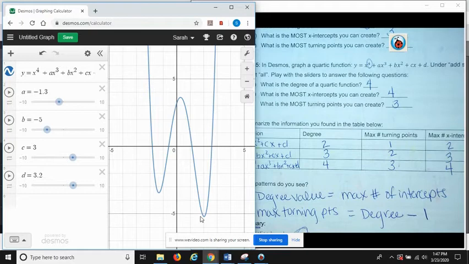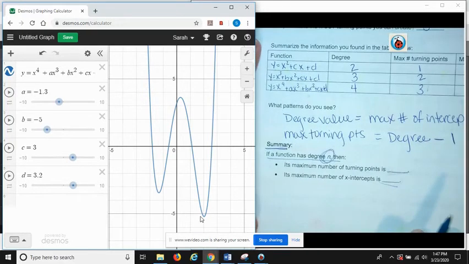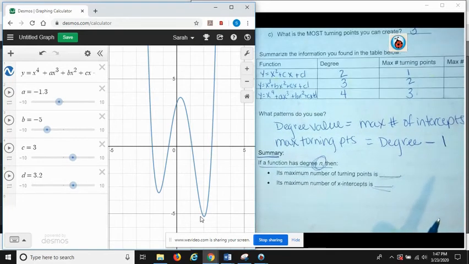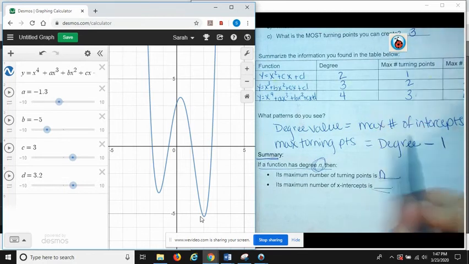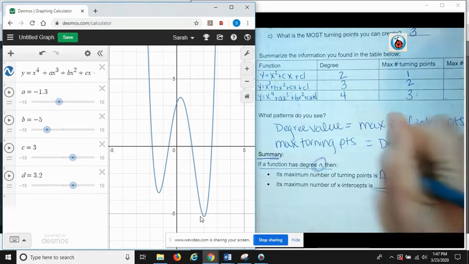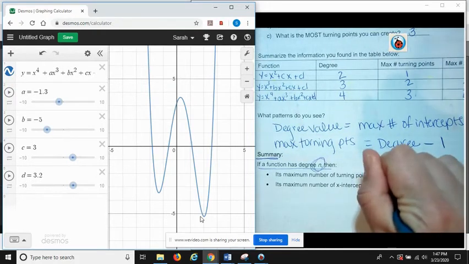Okay, so our summary, it says if a function has degree n, so the max number of turning points will be n, because that's the degree, minus 1, and the max number of intercepts is going to be n. Okay.